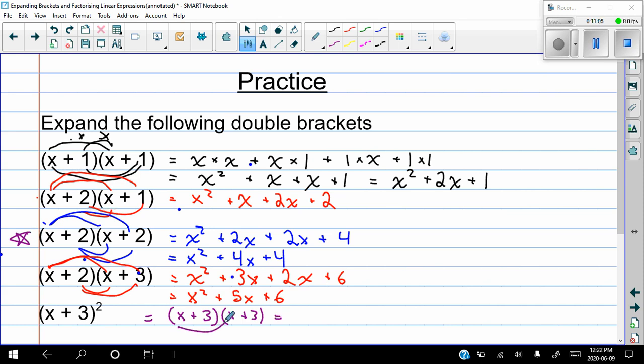So we do x times x, x squared. x times 3, we get 3x. And we're doing 3 times x, so we get another 3x. And lastly, that 3 times 3, which is 9. So we're going to get our completely simplified answer at x squared plus 6x when we add those two 3x terms together, and plus 9 on the end. So we're completely done.